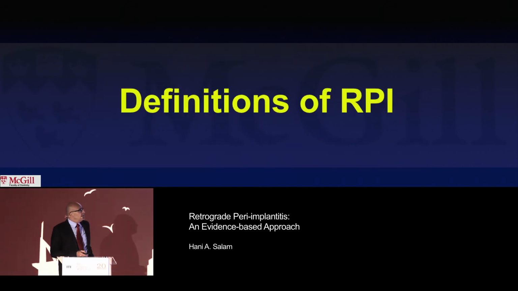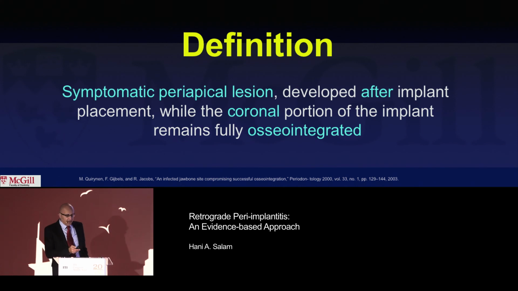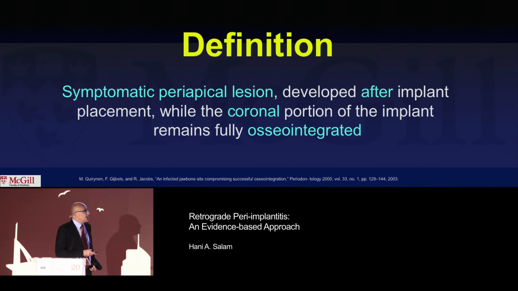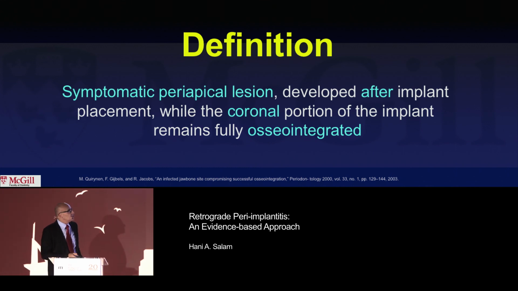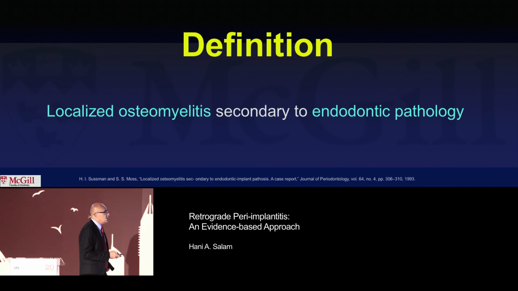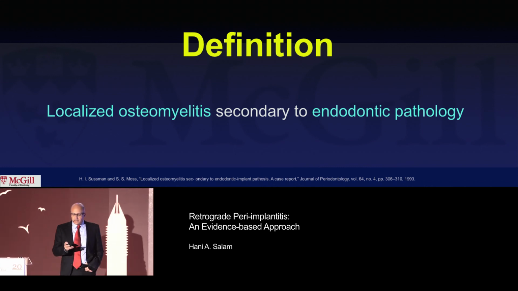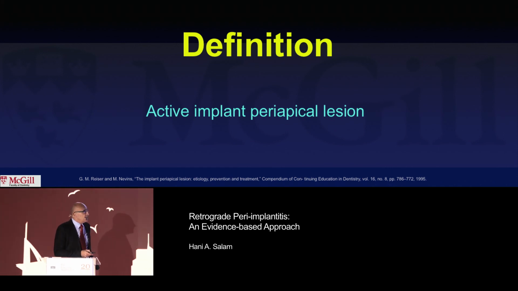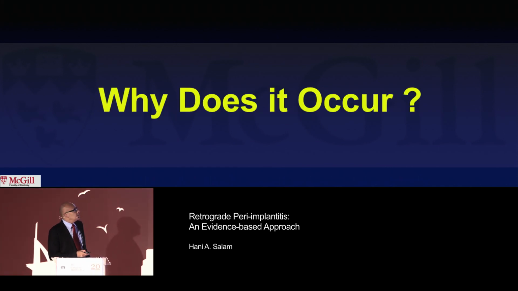There are multiple definitions of RPI. It was defined as a symptomatic periapical lesion after implant placement, whereas the coronal portion is not problematic at all, and the implant remains osseointegrated. It could be defined as a localized osteomyelitis secondary to endodontic pathology. It could be defined as an active implant periapical lesion.